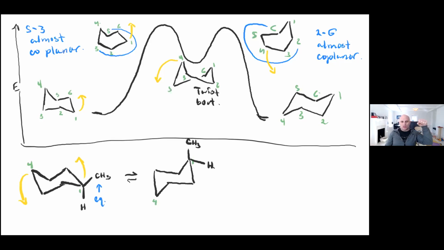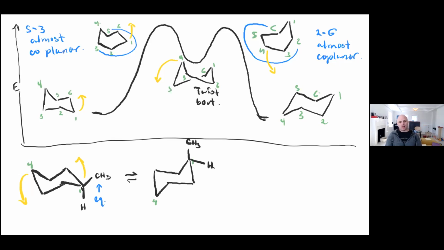So you want to be able to draw the chair from both sides, or both chair conformers. So here, I've got the carbon on the left is up. Here, the carbon on the left is down. Here, the one on the right is down. Here, the one on the right is up. Okay. You want to be able to get comfortable drawing both of those chairs, and just like your hand did, one will probably be easier than the other, but try to figure out how to draw them both.